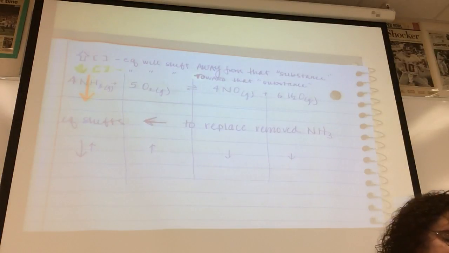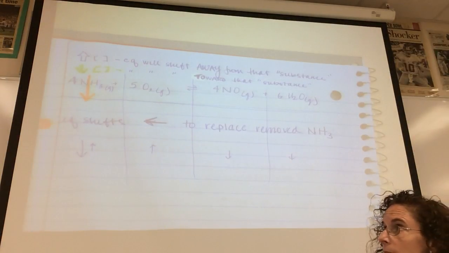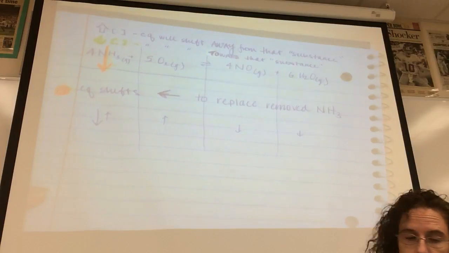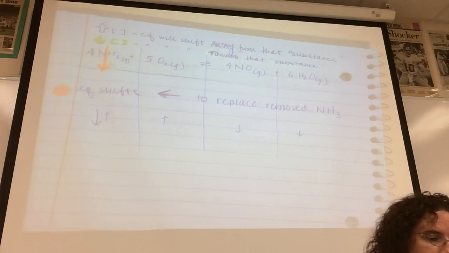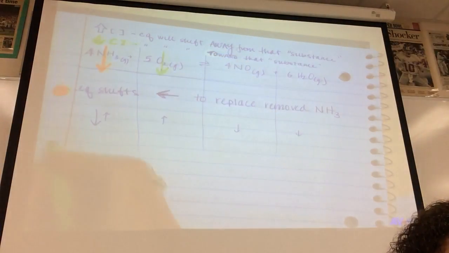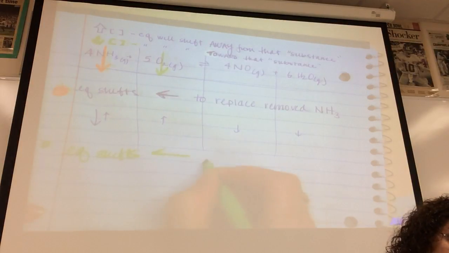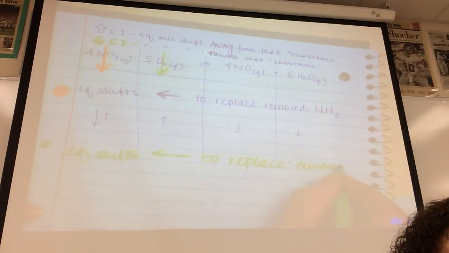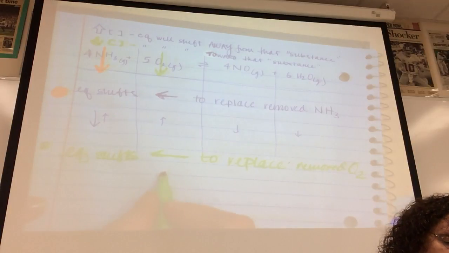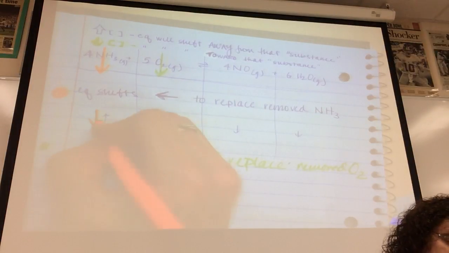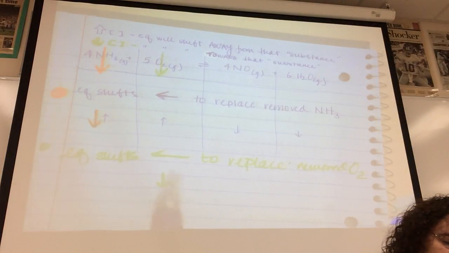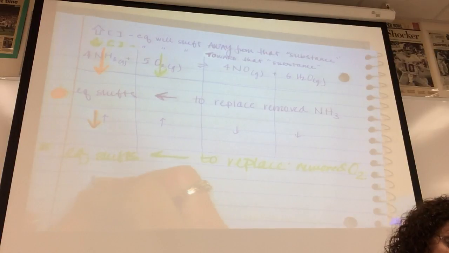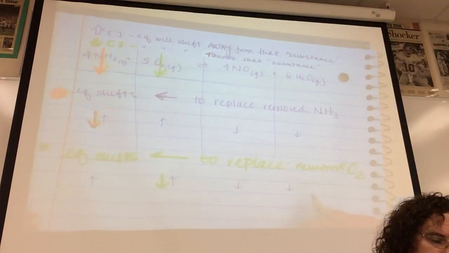All right. The second problem says, if oxygen gas is decreased, equilibrium shifts to replace removed O2. And in doing so, you initially decrease this. So Le Chatelier's principle says, with the reverse shift, these substances get made and these substances get used.